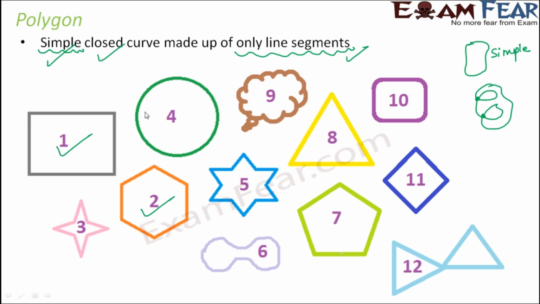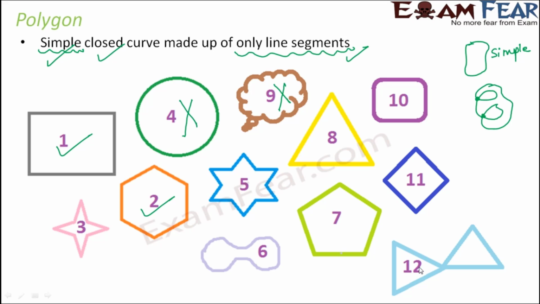So number 4 is also closed. Is it made up of line segments? No. Since it is not made up of line segments, this is not a polygon because it doesn't satisfy one of the criteria. Let us look at number 9. In number 9 also, even though it is closed, it is not made up of line segments. So this is also not a polygon.